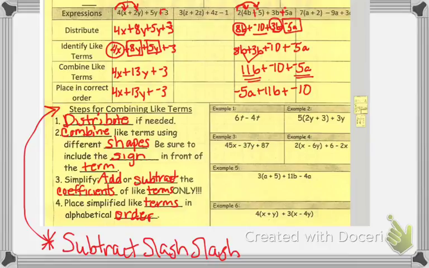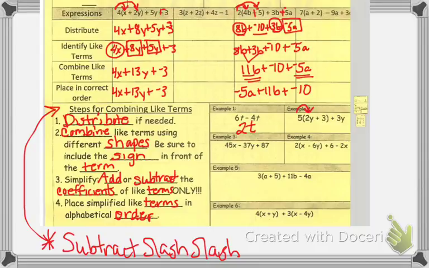Okay, let's look at some examples. Here we have 6t minus 4t. We already have like terms, so when I subtract those, I get 2t. Notice also that I put a little curve on my lowercase t on the end, just so I don't get it confused with subtraction.